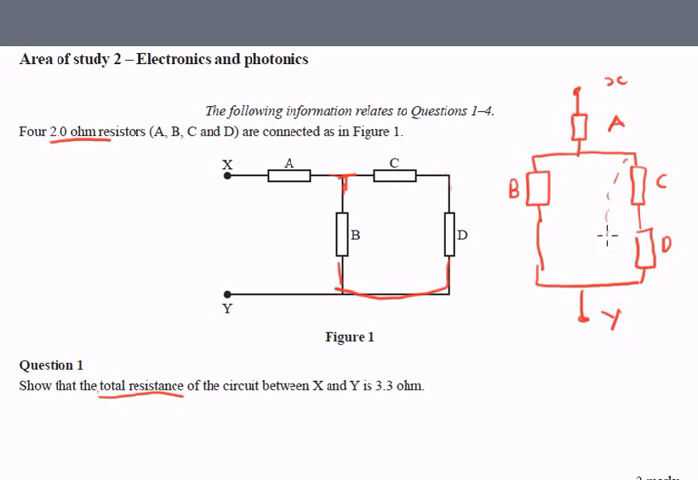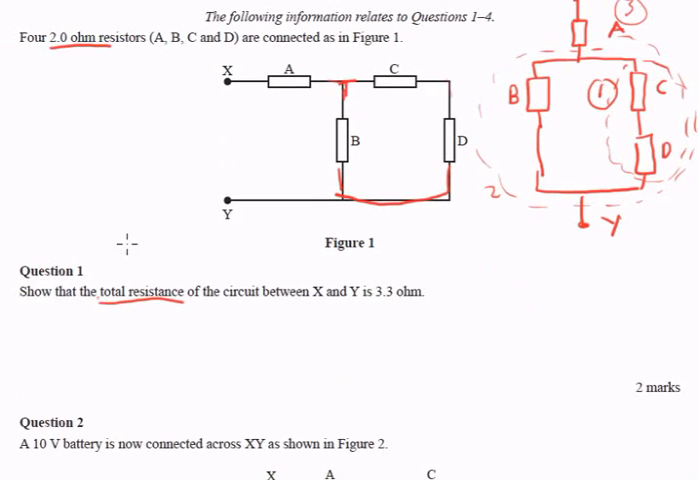So what I'm going to do is do this part first, then I'm going to do all of that second, and then I'm going to add in the A third. Okay, so one, we're going to do C and D. Because they're in series with each other, and they've got 2 ohms each, the total resistance equals 2 plus 2 equals 4.